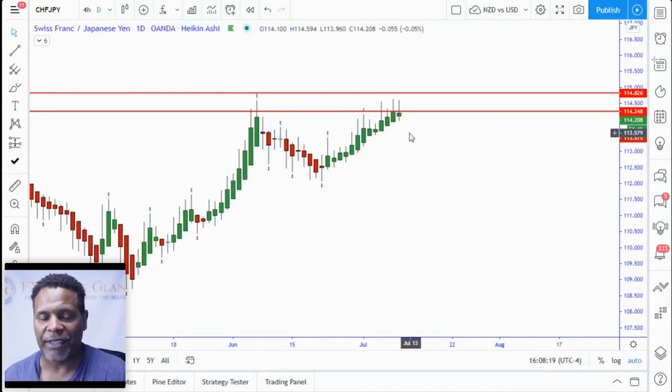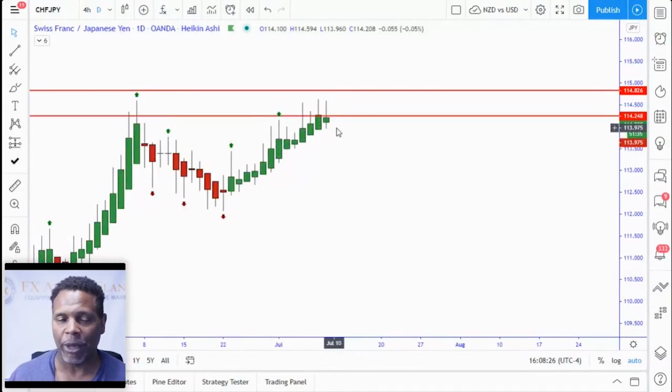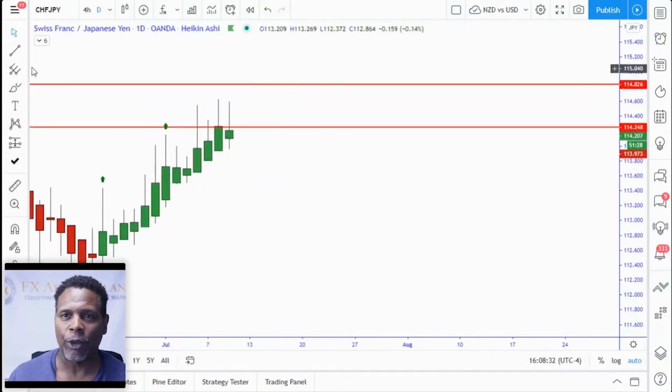So, you know, with these Heikin Ashi candles, since they're average candles, they're not giving you the exact true price. Now, sometimes it's going to be very close. You may be a couple pips off. Like now, it's probably very close. All right. You may be a few pips off. Like, let's see where this is exactly.